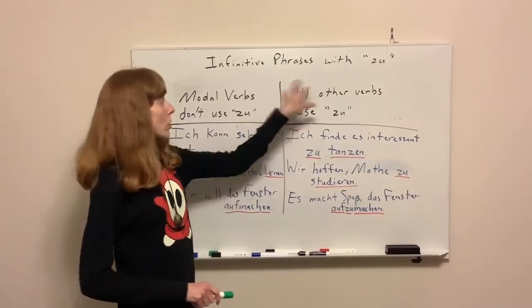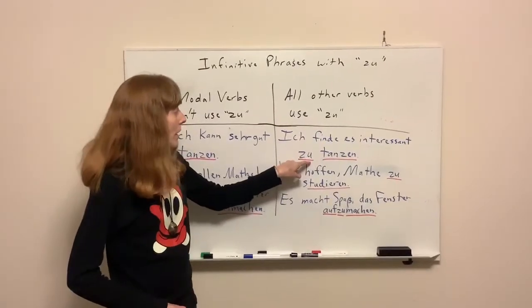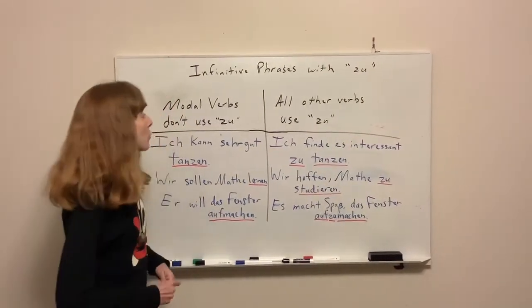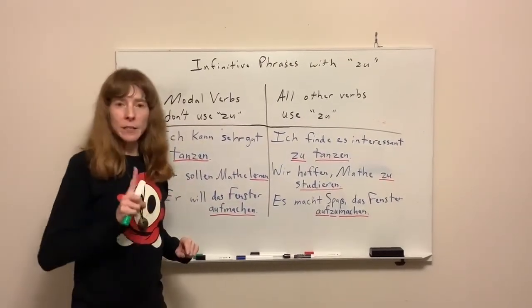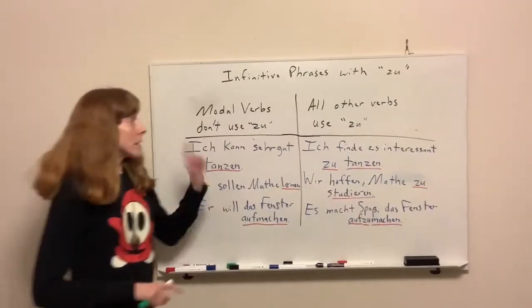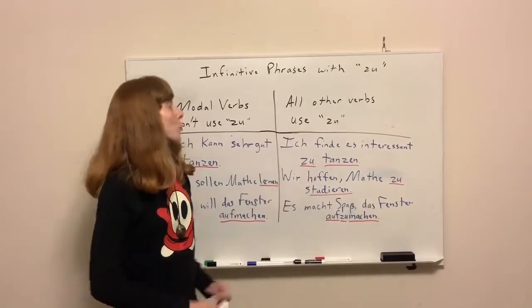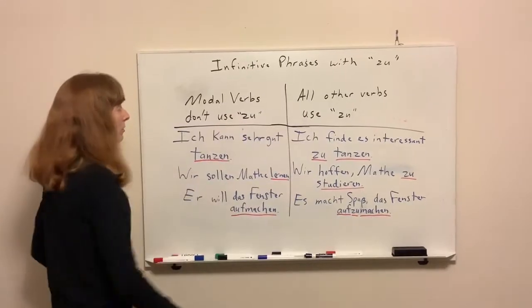However, when you use all other verbs, not modal verbs, you have to put a zu in front of the verb like we do in English. So, for example, the way you know the difference between this, ask yourself, is it a modal verb? If it's a modal verb, don't worry about it. If it's any other verb besides modals, we want to put a zu with it. So I've got some examples here, and I'm comparing modal verbs with other verbs.